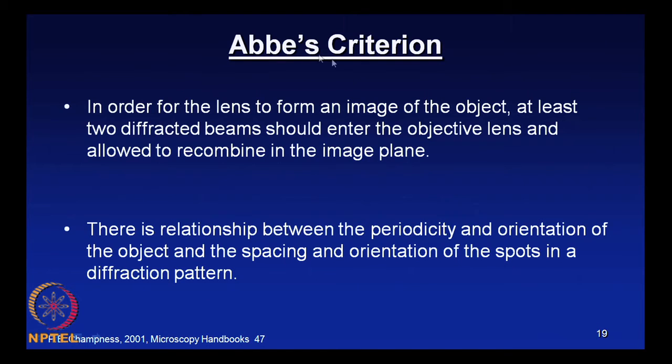And if you look at the criterion for the image formation, this is how it looks. It is Abbe's criterion. In order for the lens to form an image of the object, at least two diffracted beams should enter the objective lens and be allowed to recombine in the image plane.